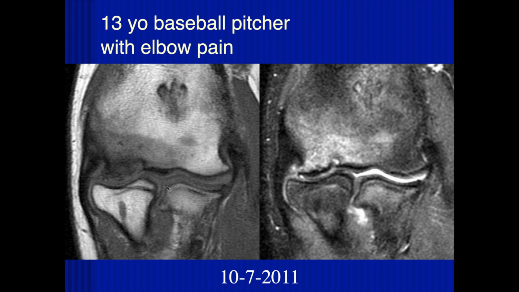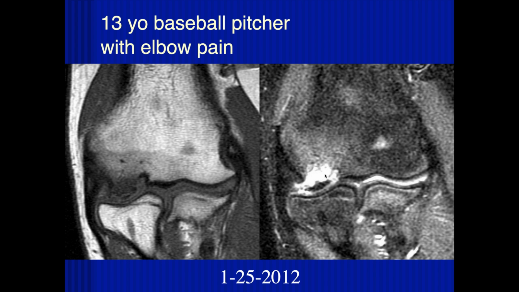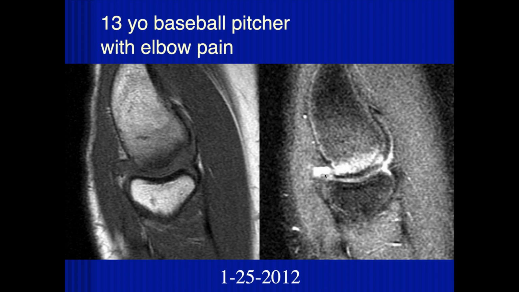That was an effusion there and almost like a cystic change. So this one now we see there's a lot of edema in the capitellum, and it looks like there is a subchondral fragment which is slightly angulated and displaced. So this would be an unstable osteochondral fragment or osteochondral lesion. We'll see similar findings. Okay, this was on 10/7/2011, and the patient came back a few months later, and this is what it looked like. Okay, so now it looks like there's even more fluid, and there maybe is a little more separation of the fragment.